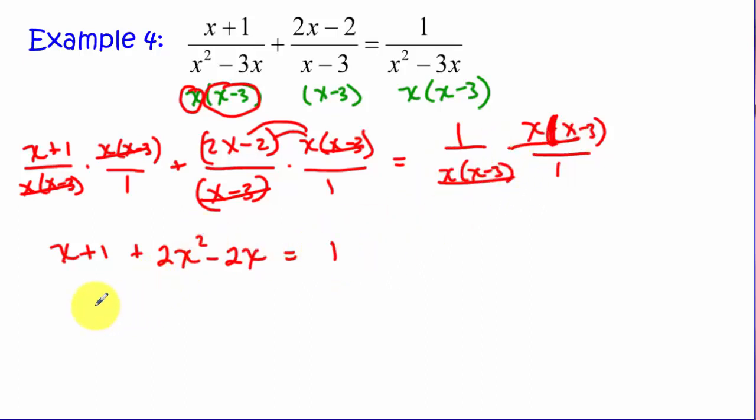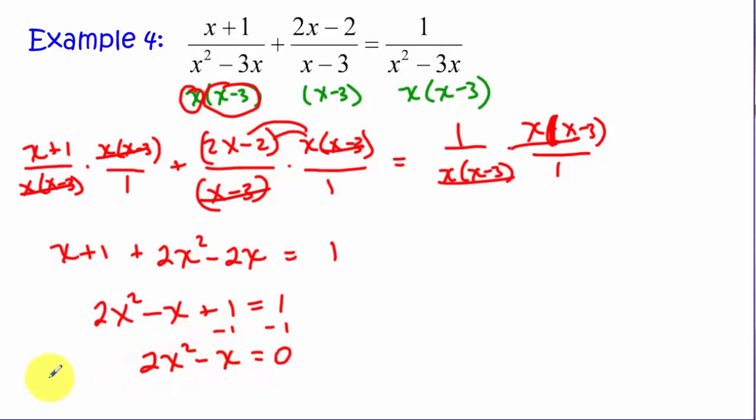So again, we have a quadratic equation. I'm going to combine like terms on this side of the equation. We want to make it equal to 0. And we're going to solve by factoring. So we can factor out an x. And using the zero product property, we get two solutions, x equals 0 and x equals 1/2.